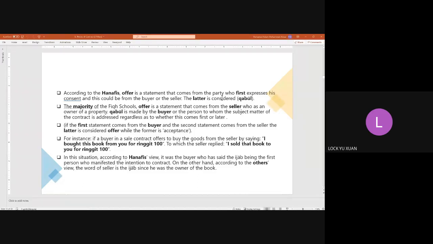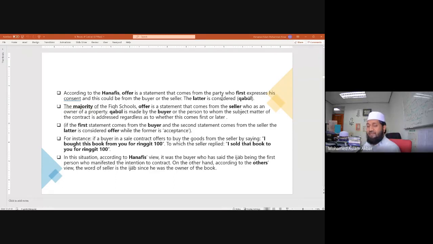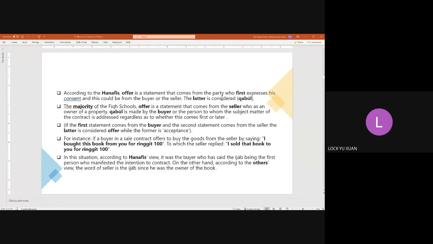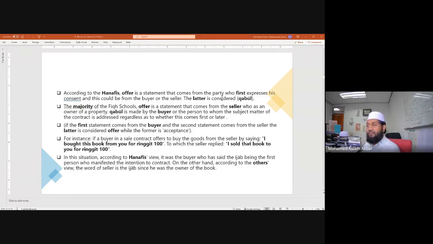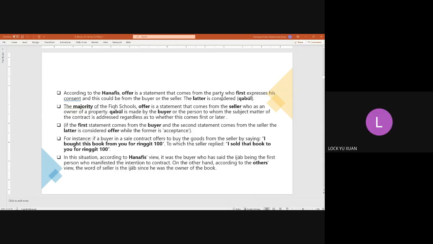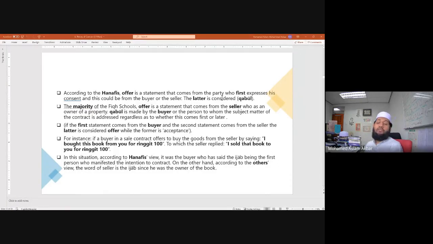Based on the example that I gave just now, can I say that because I'm the first person to initiate it, I will become the ijab, and my friend will become the qabul, although my friend is going to sell his car to me and I'm going to accept it, because I'm the first person to start the contract? Exactly. You are right. But for the majority of the fiqh schools, no matter who comes first, if you are going to sell me something, you are the ijab, and the buyer is going to become the qabul. Perfect. You said it correctly.